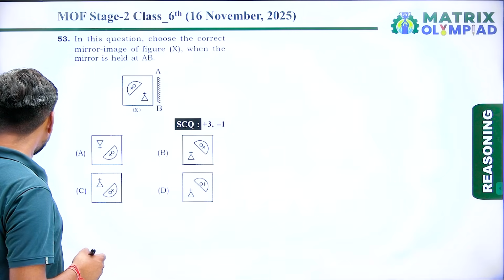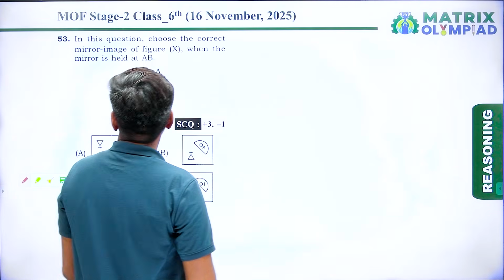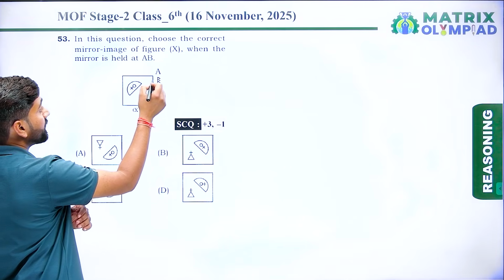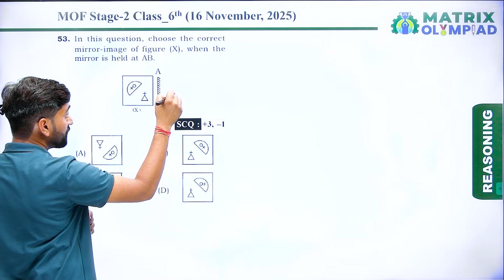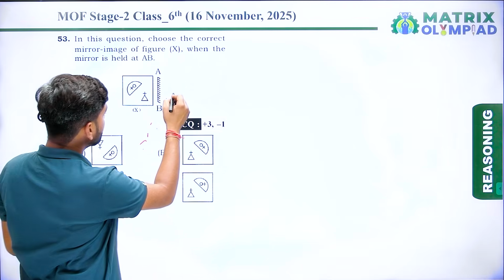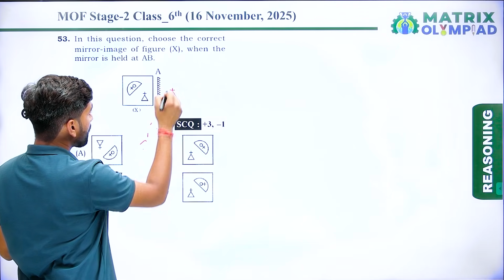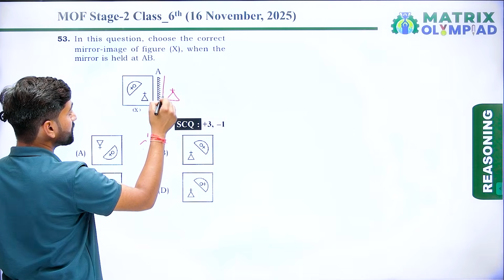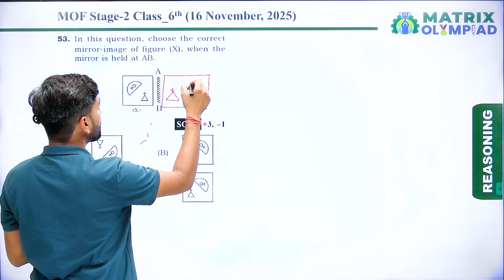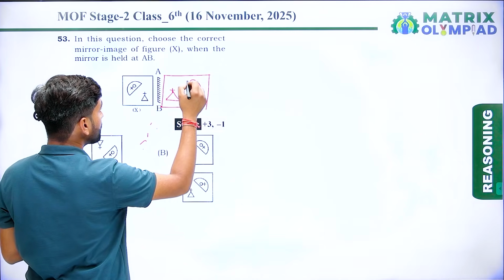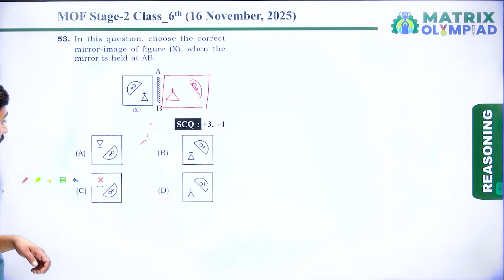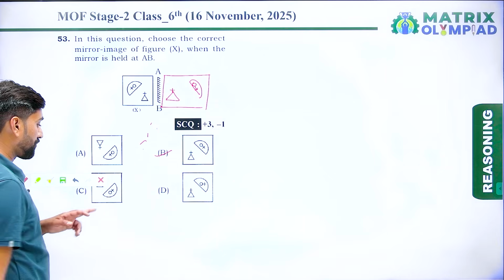In this question, we have to find the correct mirror image of our figure X. If we want to recreate the mirror image of this figure, it will be like this. This part will be near to the mirror, and this part will be like this and far from the mirror. So option number B is the right answer of this question.